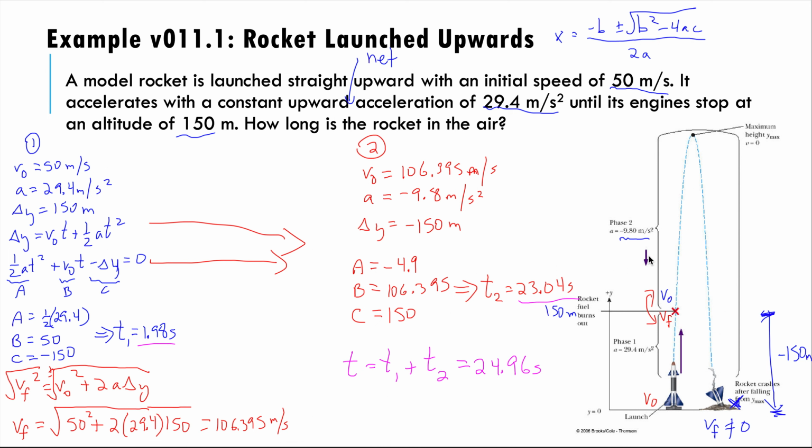So hopefully this helps you identify parts of a problem that may be in free fall and then other parts that may not be in free fall, and then figuring out how the two parts are connected so that you can use a variable from one part in the other part.